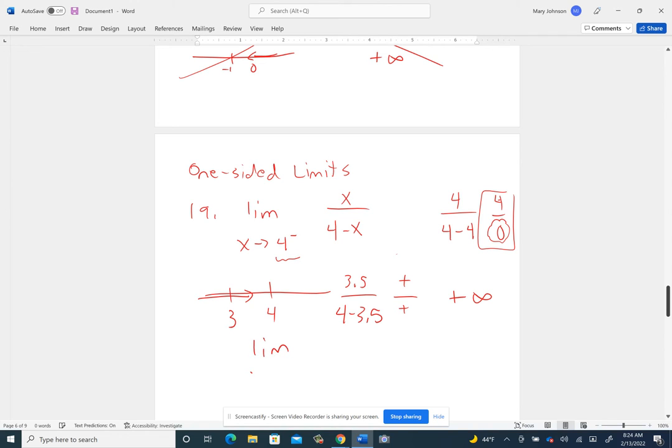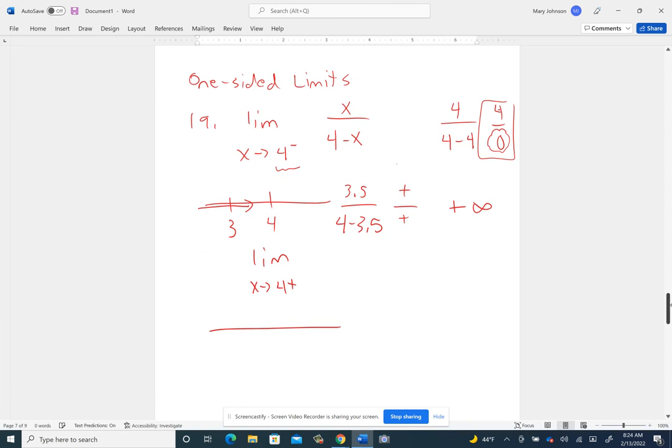Now the version that had the x approaching 4 from the right, you had to imagine that you're coming from 5 towards 4. So if you plugged in like a 4.5, you see how that would have been positive on top and negative on the bottom, but it's getting closer and closer to 4. So it's going to be 4 minus 4.001, at some point. So it'll be still negative, but it'll be causing that whole thing to blow up in the negative direction. So it's negative infinity.